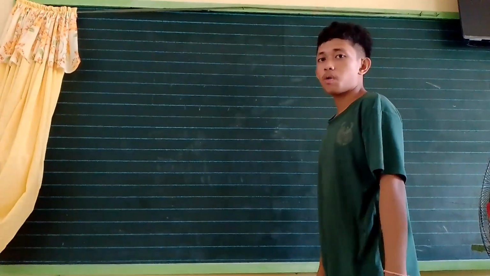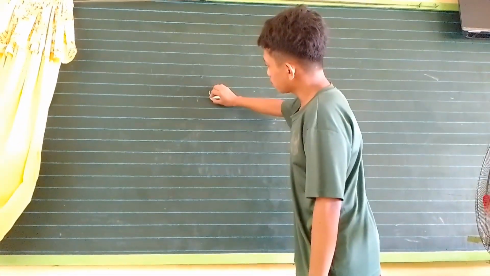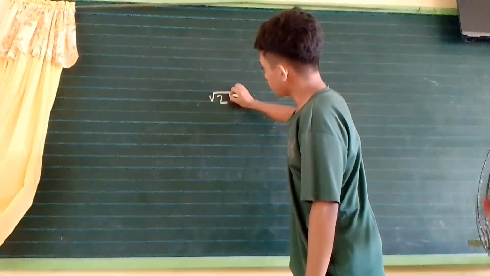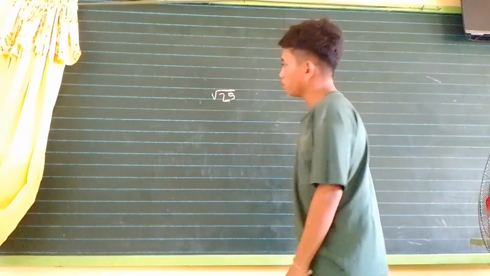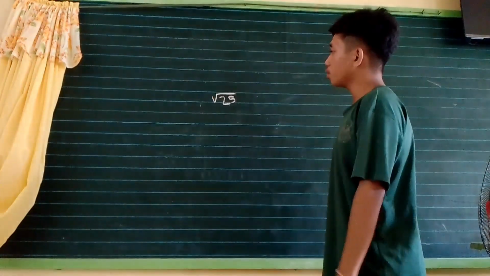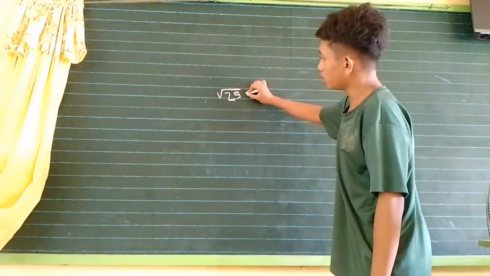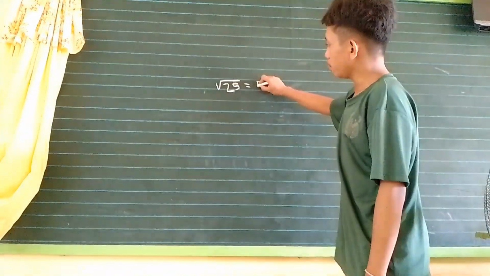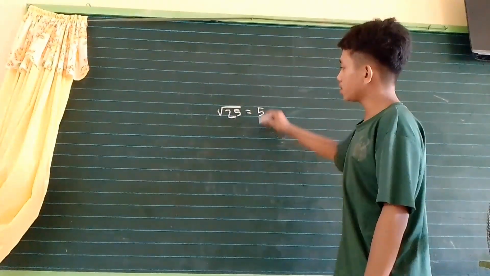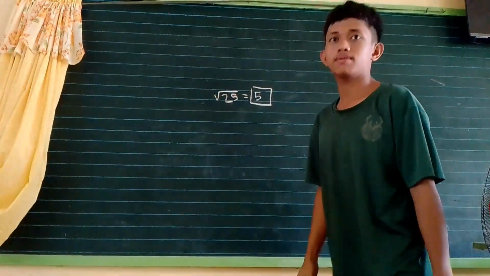So, without further ado, let's go to our first given. Our first given is the square root of 25. If you have familiarized the 10 perfect squares, you know that 25 has the square root of 5. So the answer is simply 5.